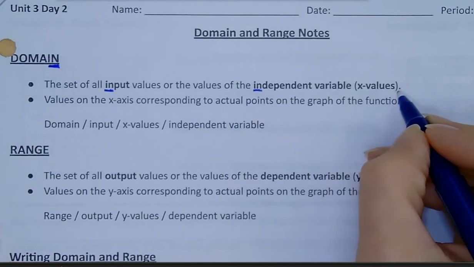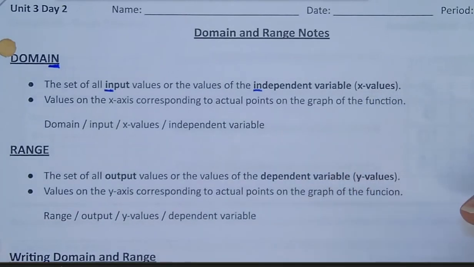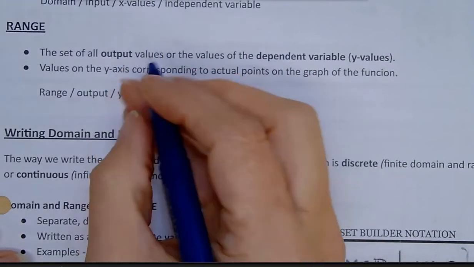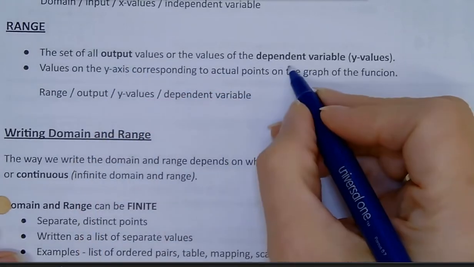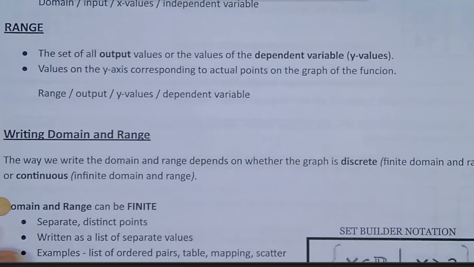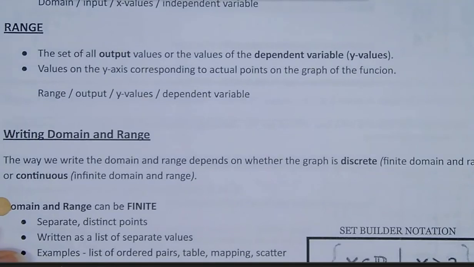All of our domain values are the x values, and so of course our x-axis on a coordinate grid is where we would find x values. Our range is going to be all of the y values or the outputs or the dependent variables. So on the coordinate grid, it would be values you find on the y-axis.